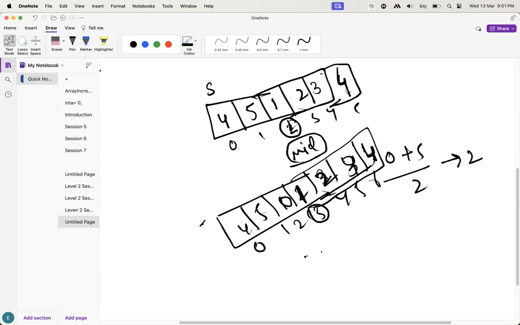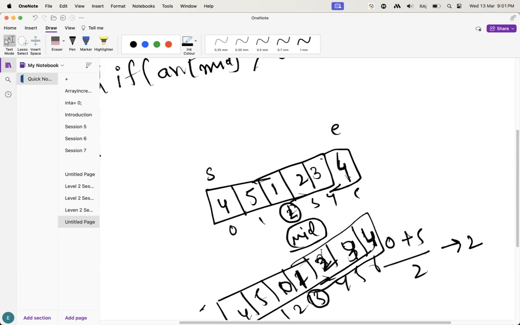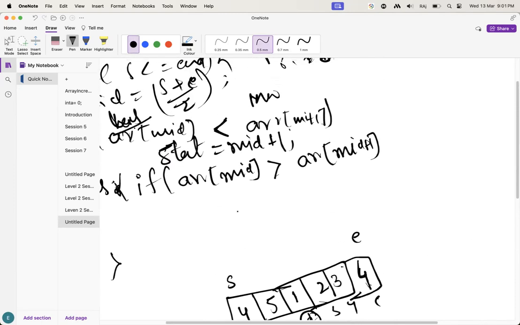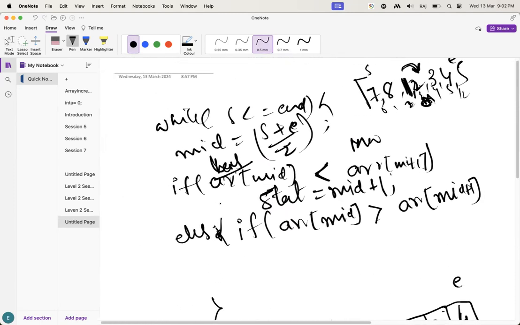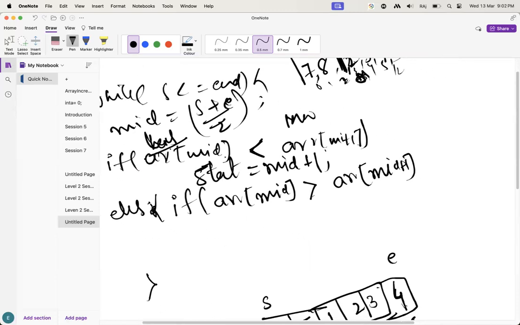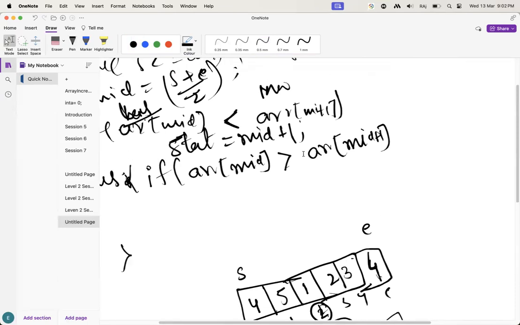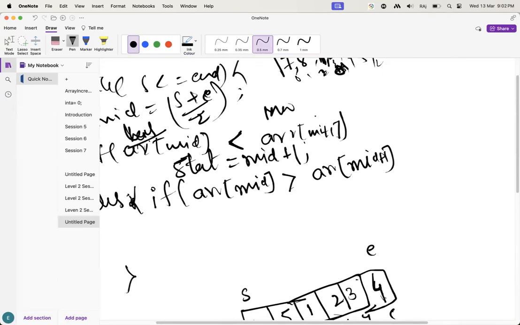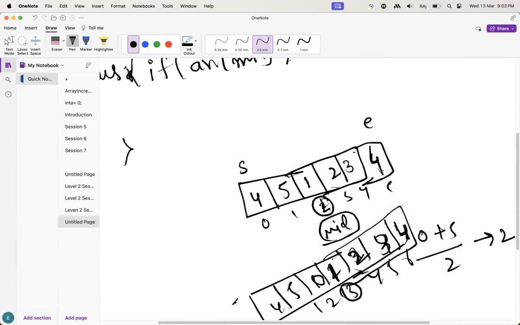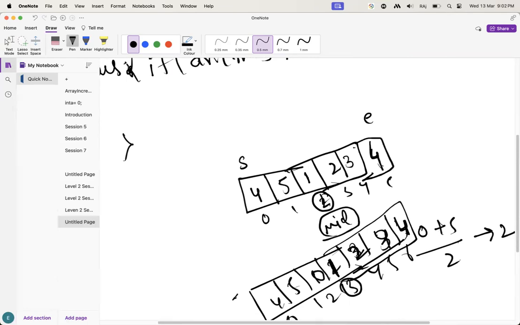Now we have to check what we have taken here. First condition we have checked whether the mid element is smaller or not. I mean the next element here, the next element is higher in this case. Next element is higher.